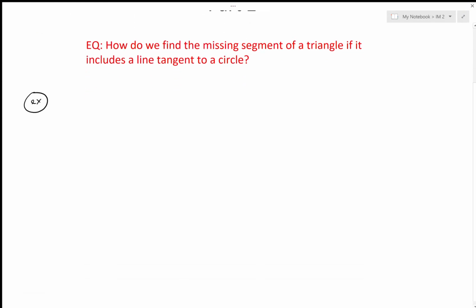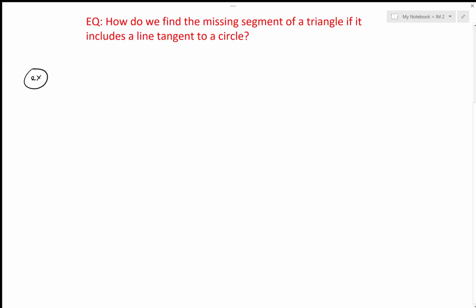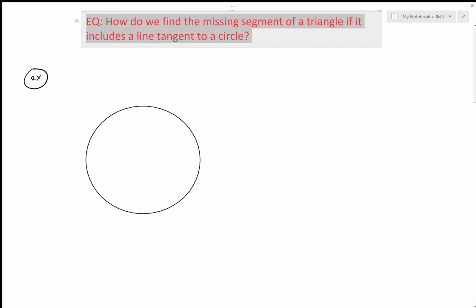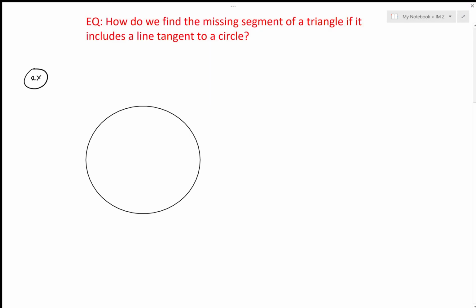All right, so they're going to give us, and hopefully I can do this, a circle. All right. So they give us a circle, and they already tell us that this line right here is going to be tangent to the circle. So it touches right there once. We've got an end to it right there. They're telling us that it is tangent.